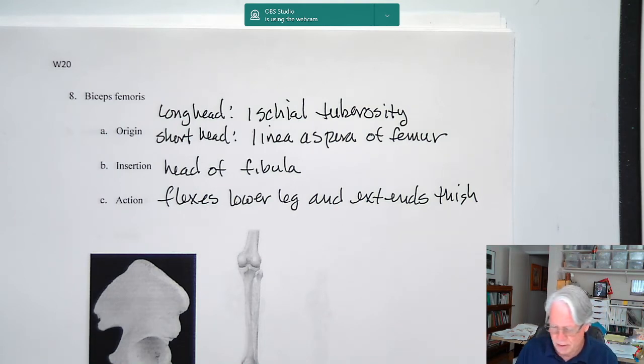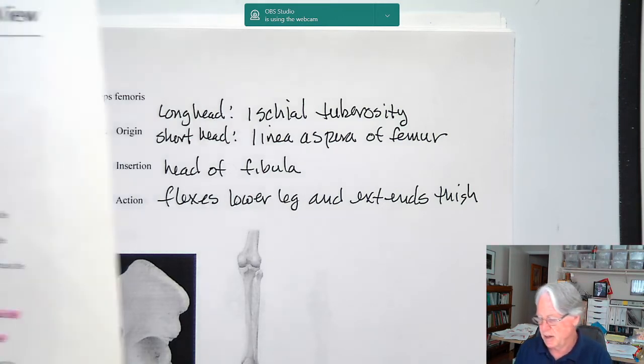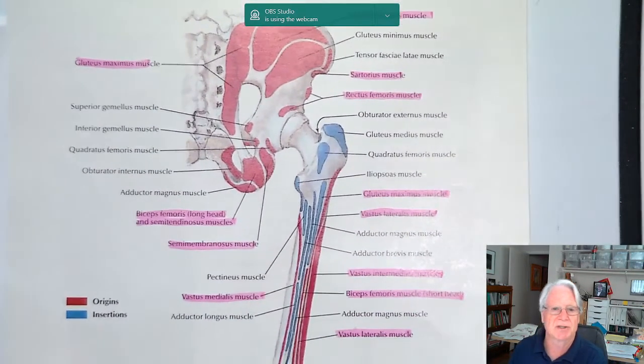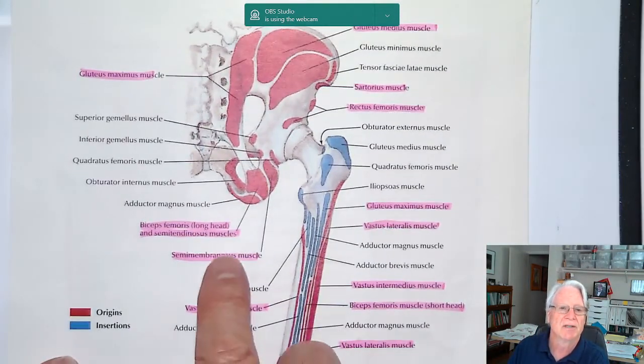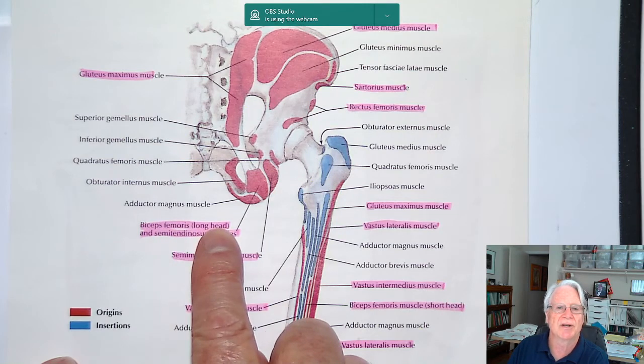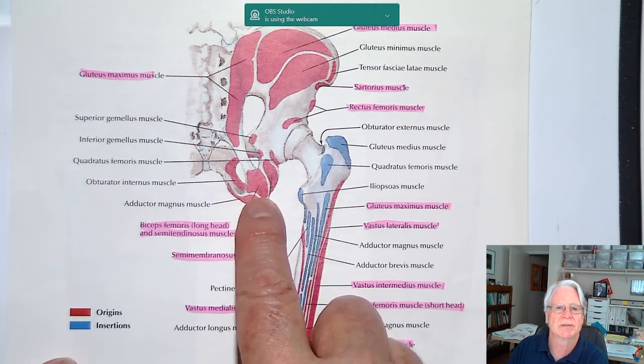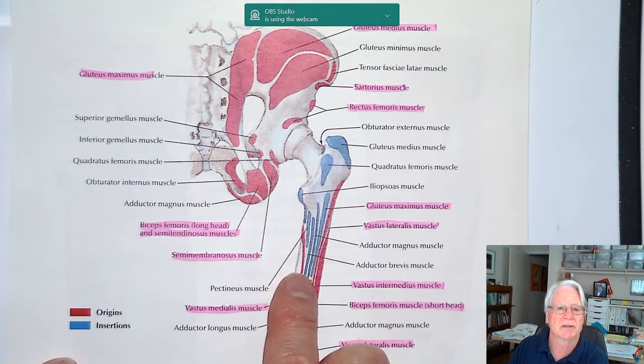So two different locations as far as the origins. Let's go ahead and identify those locations. So linea aspera of the femur and ischial tuberosity. First, the ischial tuberosity. So biceps femoris, long head, right there. See right there.